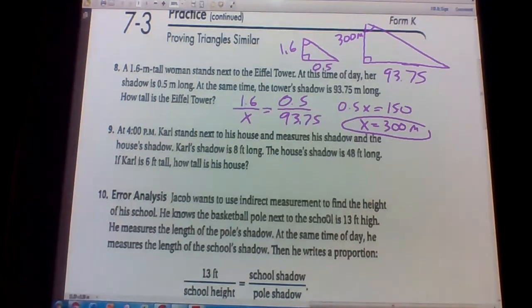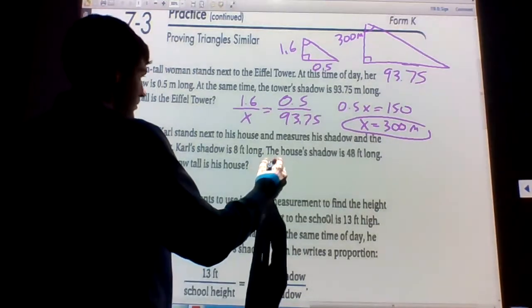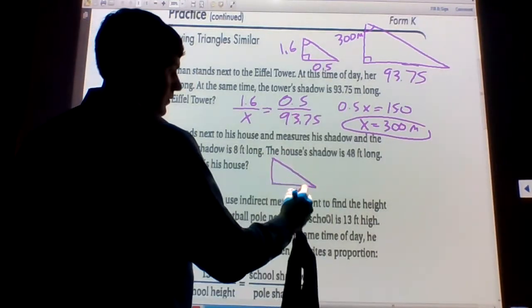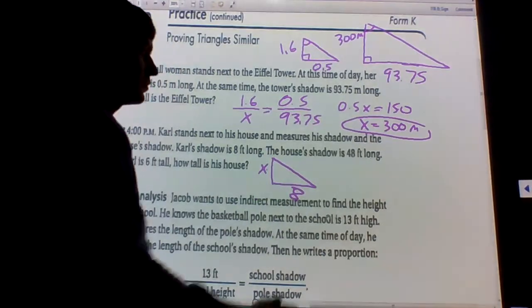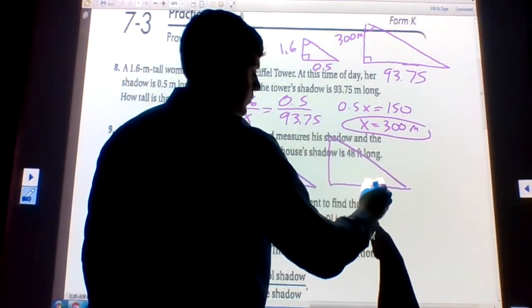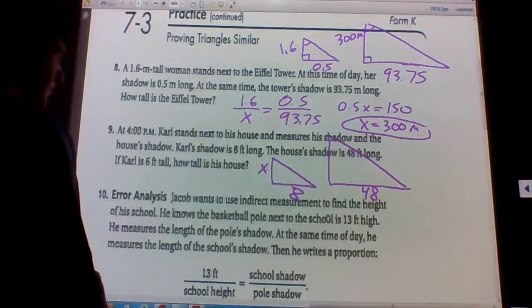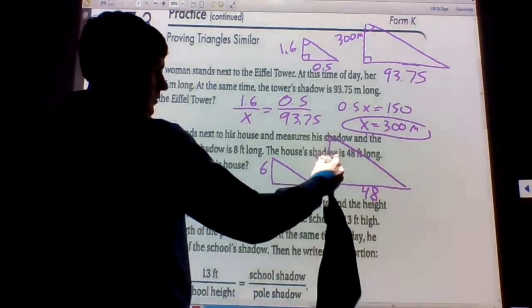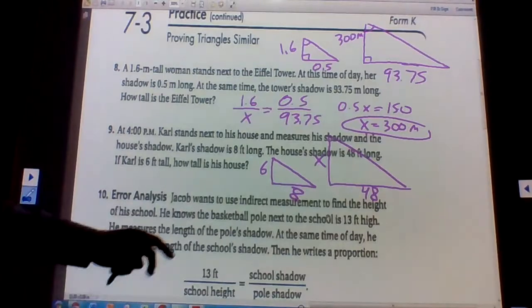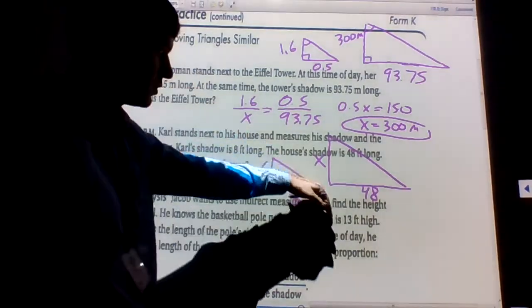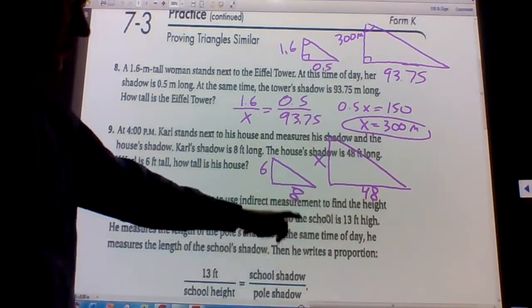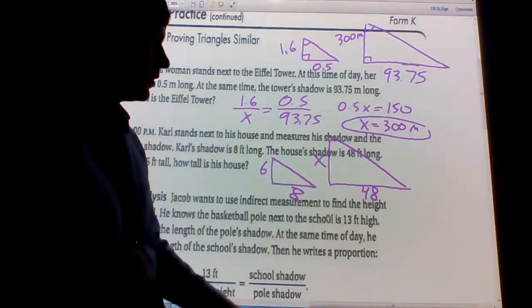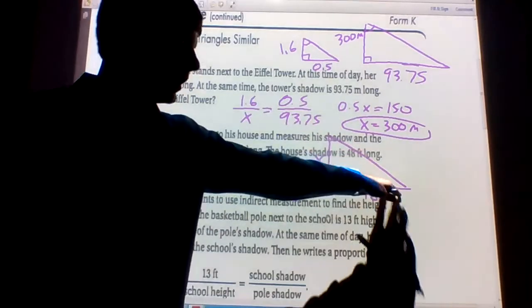At 4 p.m., Carl stands next to his house and measures his shadow and the house's shadow. Carl's shadow is 8 feet long. The house's shadow is 48 feet long. If Carl is 6 feet tall, how tall is his house? So here's Carl. Sun's over here, coming down, the shadow is 8 feet. He's 6 feet tall. Here's the house, we don't know how tall it is, but the shadow is 48 feet.